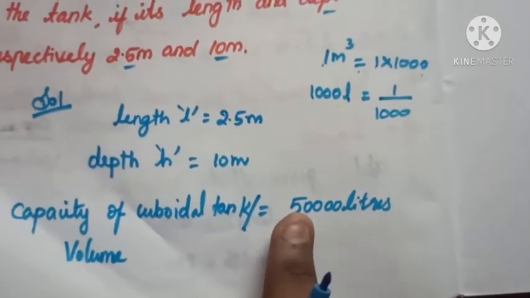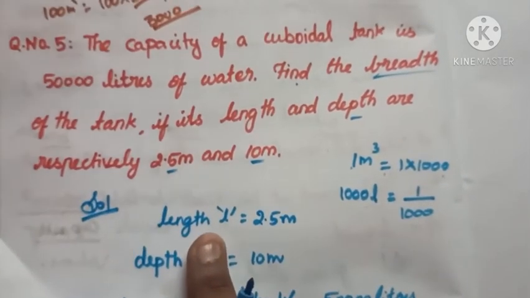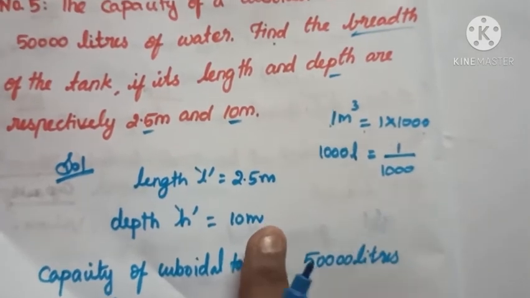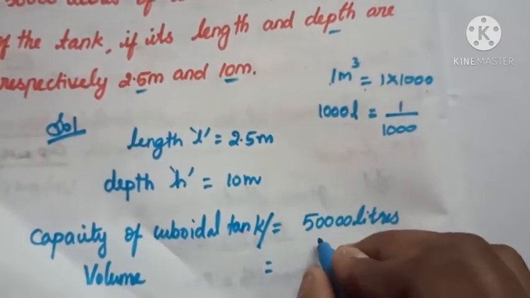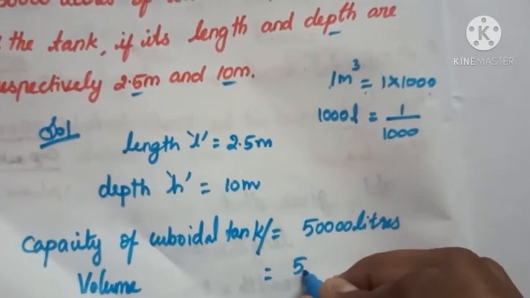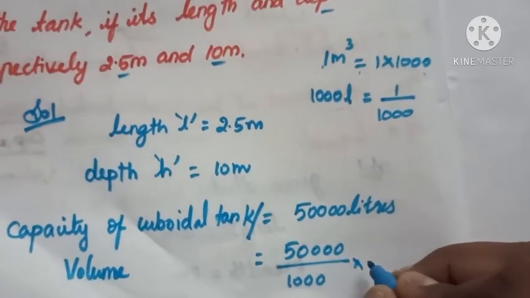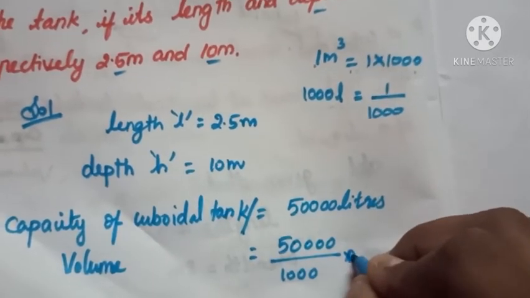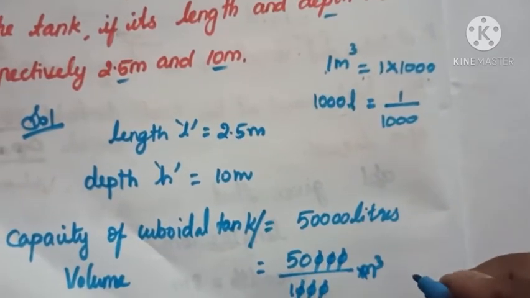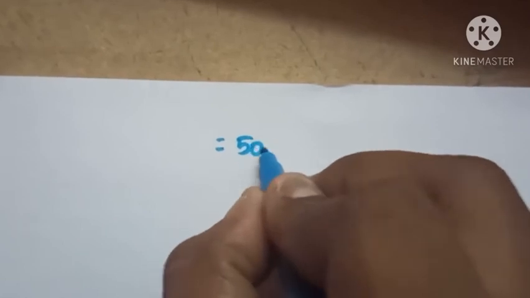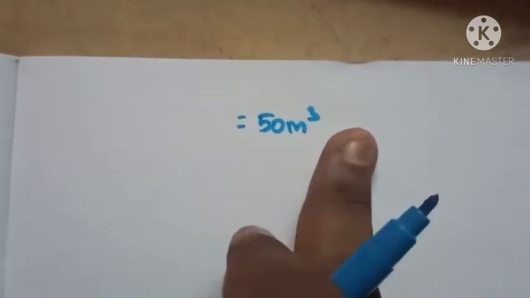So they have given it in liters, but we always find the capacity, that is volume of a cuboidal tank, in meter cube. So now you need to convert this liters to meter cube. What you have to do, you must divide by 1000. So 50,000 divided by 1000 meter cube, you cancel everything and you get 50. So 50 meter cube. Now it is converted to meter cube, that is capacity of a cuboidal tank is 50 meter cube.